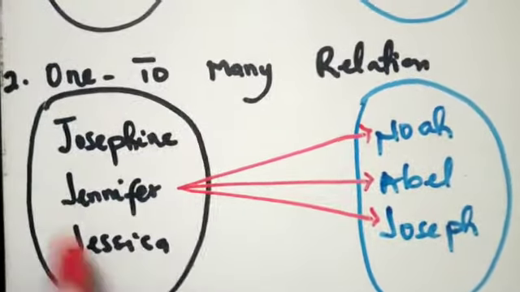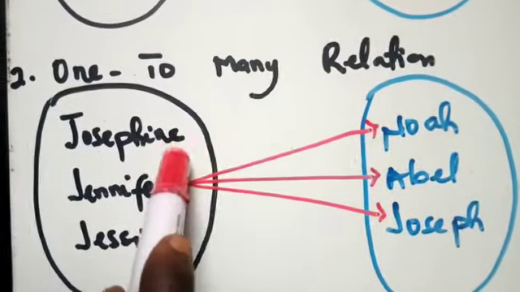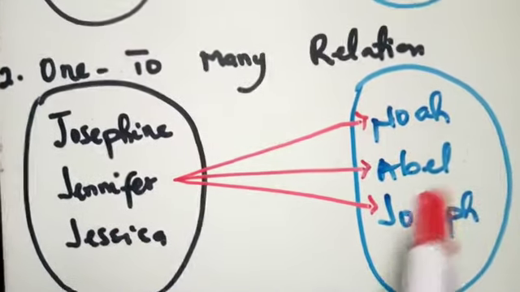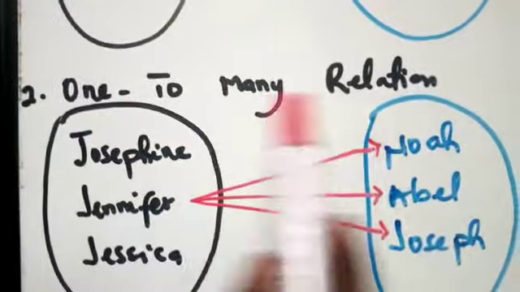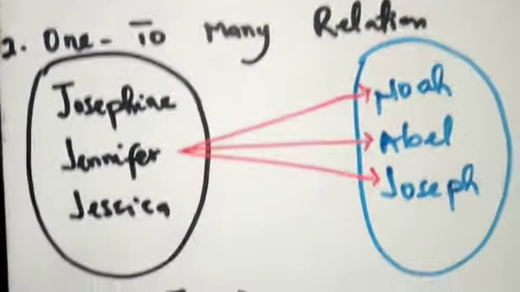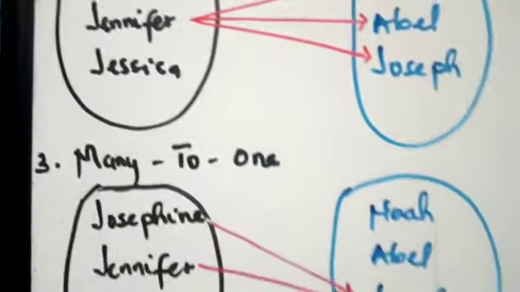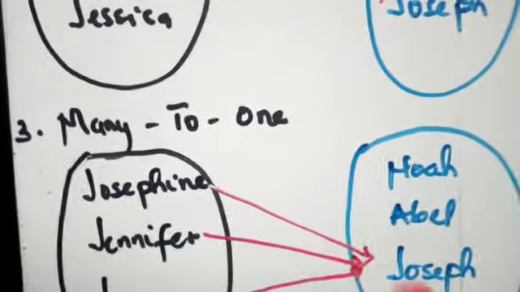So you can even decide to change this diagram by saying that this tree belongs to all these three. The most important thing is that there's one person going for many partners. Alright, so the third one will be what? Many to one. So the same thing, right?